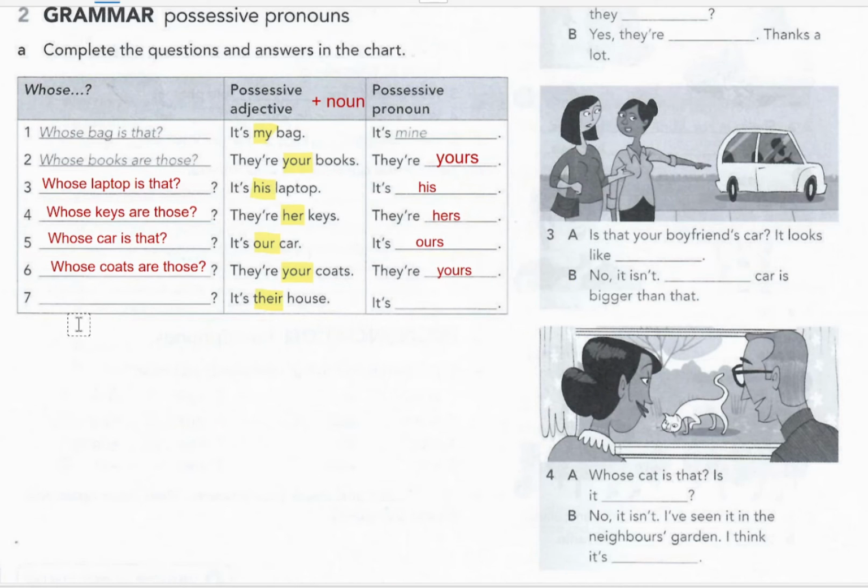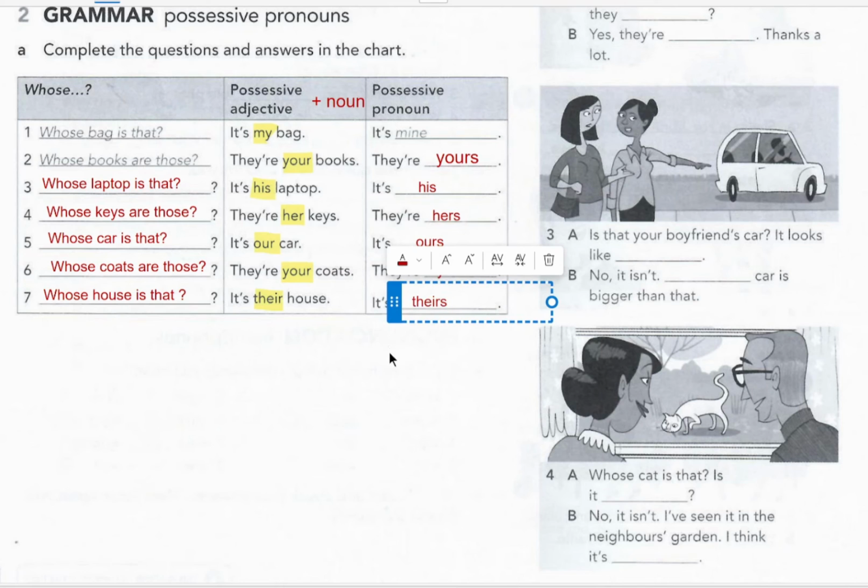Last one, question 7. It's their house. So whose house is that? Because it's singular, we say "that", and we put the question mark. Whose house is that? It is their house, and the possessive pronoun for "their" is going to be "theirs". We just add S to it, guys. So now we can move to the next exercise.